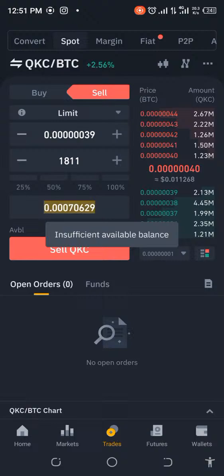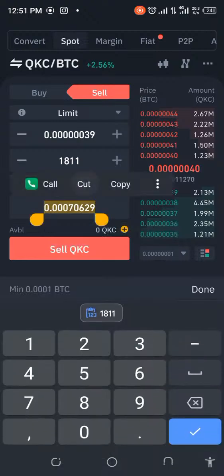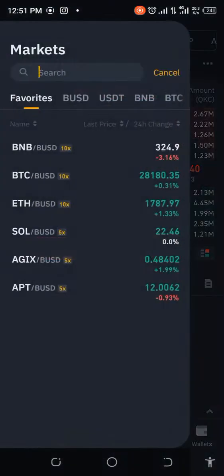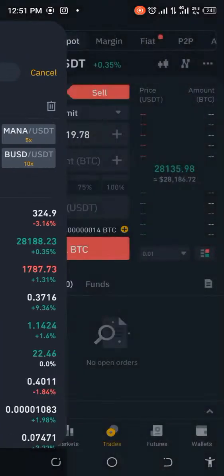Oh, now this is where you really have to be careful. So let's cut that and go to see whether we can. Let's do the BTC USDT.